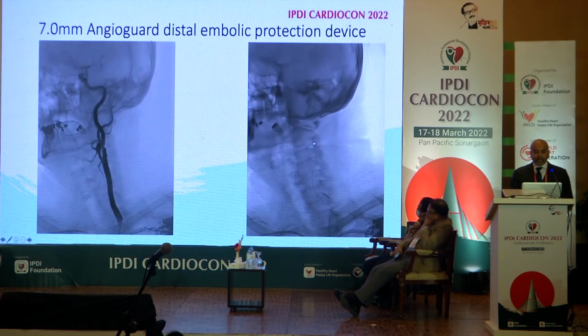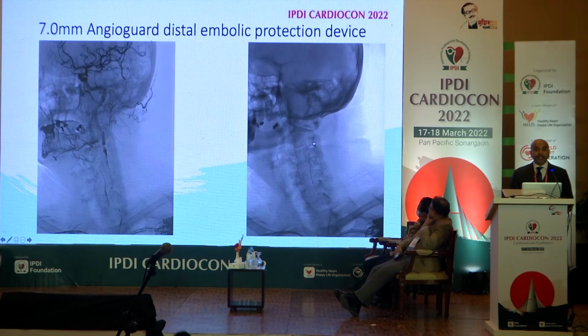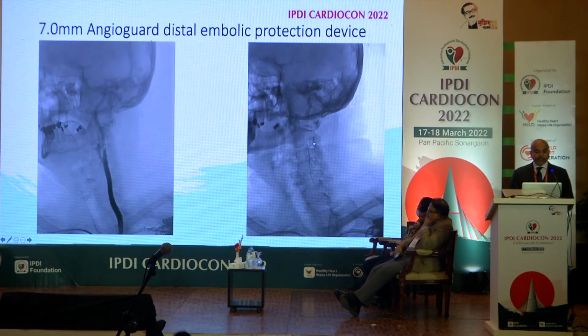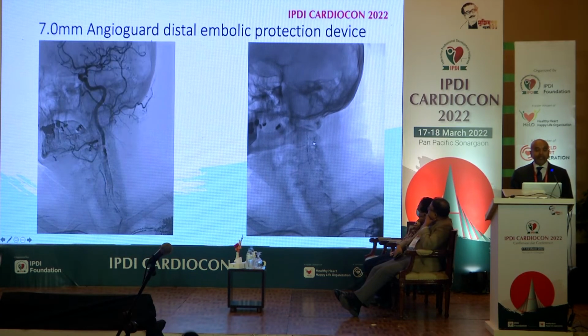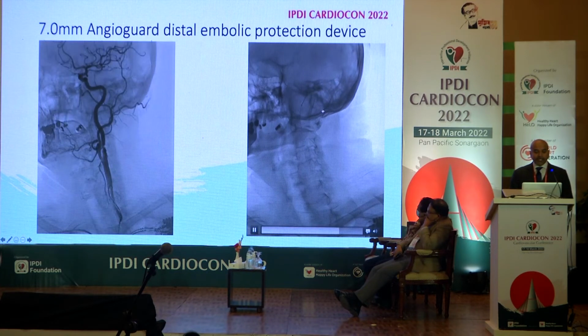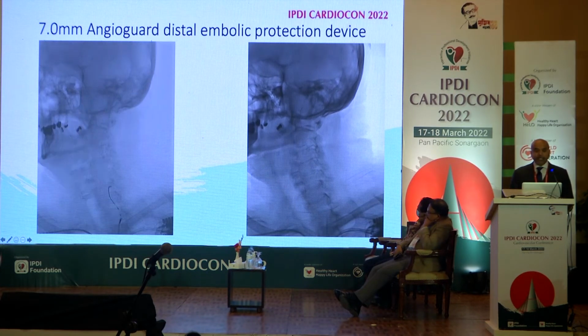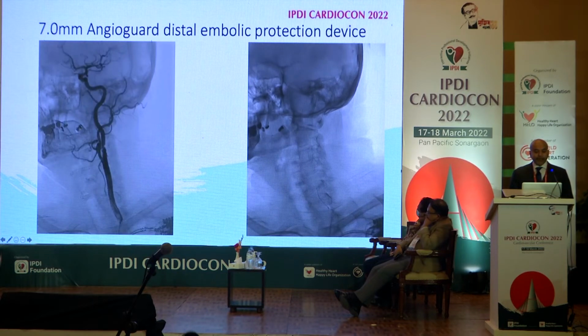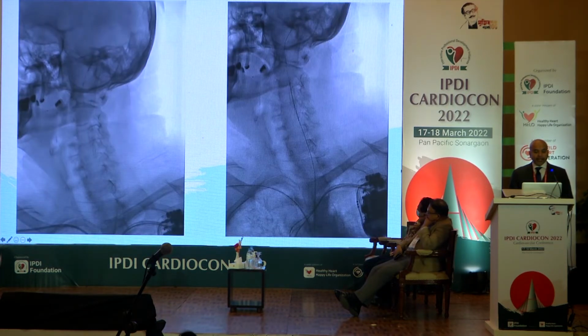This is a filter wire, so we use distal embolic protection for all carotid interventions. This is a 7mm AngioGuard filter that traverses the lesion and is being deployed above the lesion in the internal carotid artery. And then subsequent stent deployment that you'll see on the right panel here.